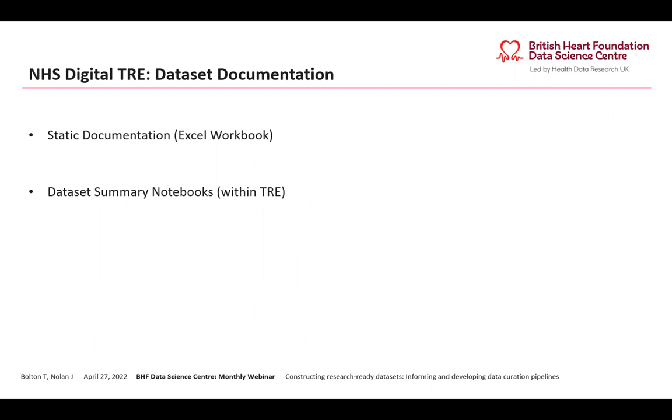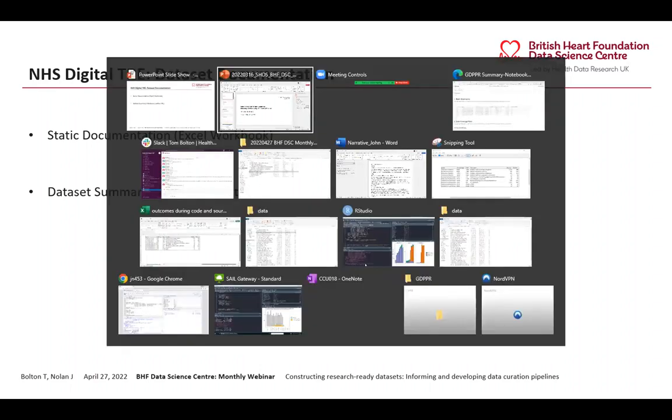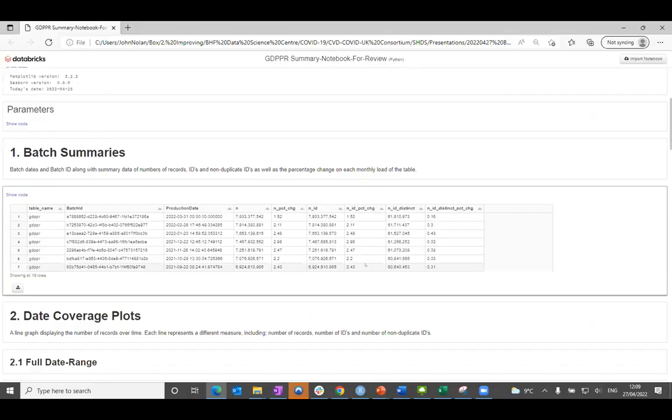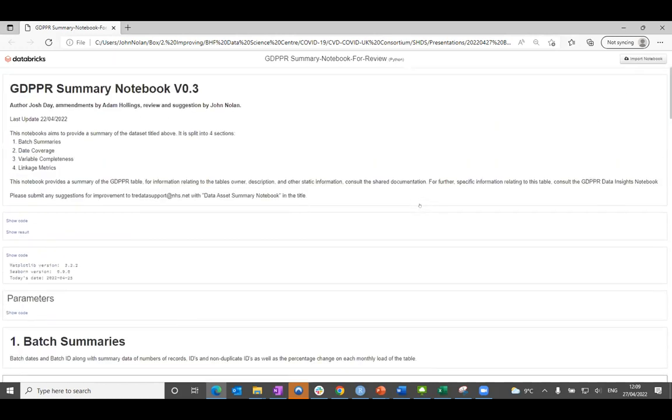Secondly, with the data wranglers, we're producing data summary notebooks within the TRE, which will provide all of the updating metrics based on the latest data. So I'll just show now the data summary notebook for the GDPPR dataset. And firstly, many thanks to the Data Wrangler team, in particular Josh Day and Adam Hollings for all their hard work pulling these notebooks together.